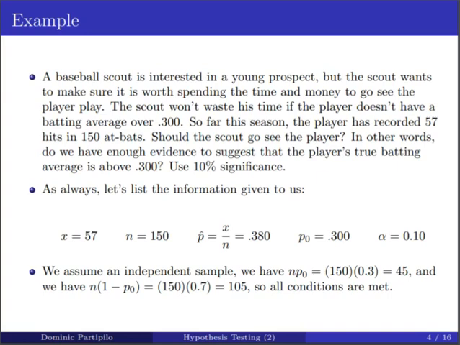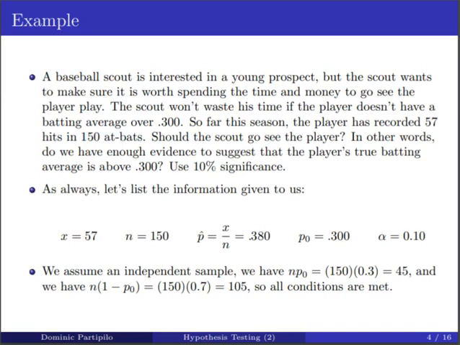As always, I recommend listing any of the information that you have just so you have it available when you need it. So we're told that x in our proportion formula is going to be 57, and n, which was the number of at-bats, was 150. So when we calculate our sample proportion, we're going to get 57 over 150, and we're going to get a .380 batting average in 150 at-bats, which is pretty darn good.